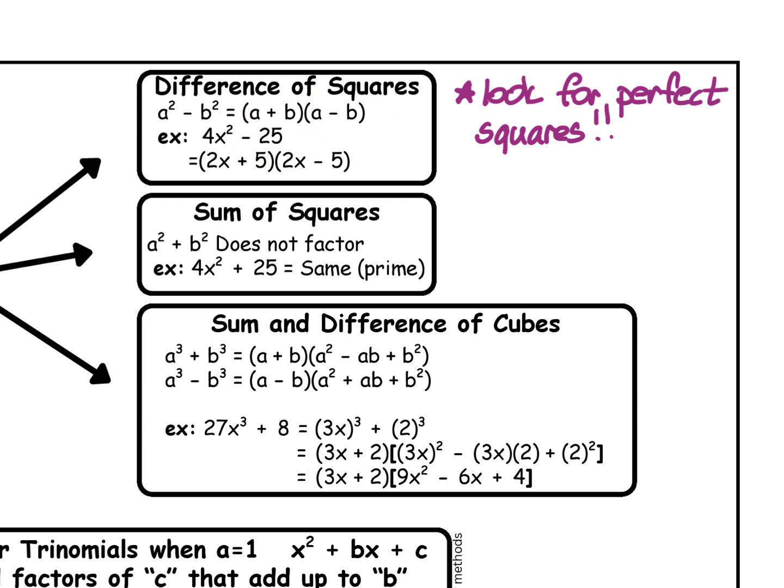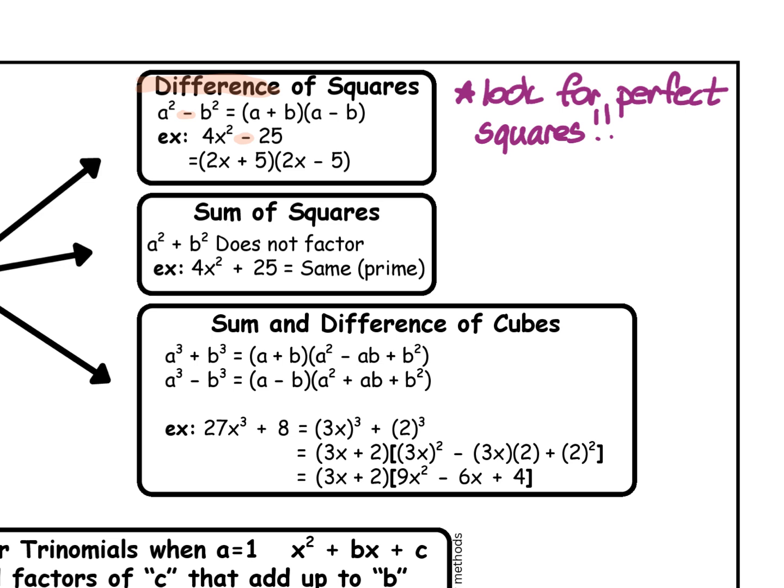Do we have perfect squares? Well, 4, check, that is a perfect square. You can look at your chart. 25, that is a perfect square. You can look at your chart. And then x squared is also a perfect square. So yes, both terms are perfect squares. And then the next thing we have to look for is that it's a difference, meaning they're being subtracted. Well, yes, they are being subtracted. So I've now confirmed that I have a difference of squares.